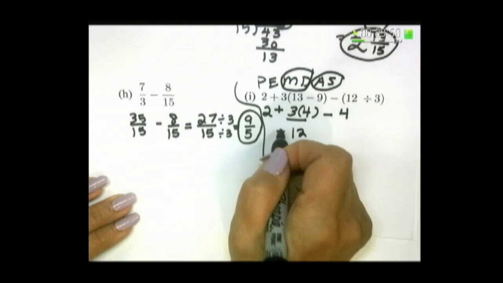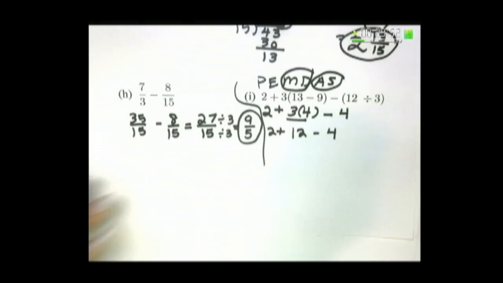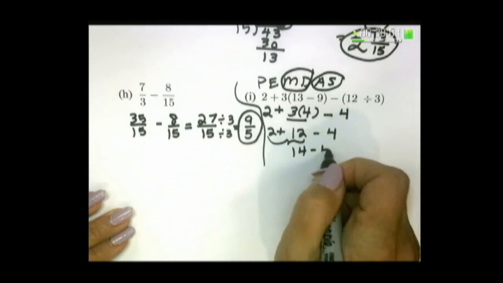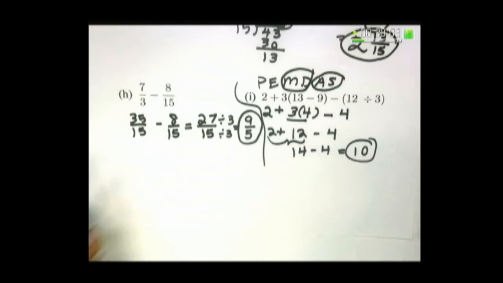3 times 4 is 12. I'm going to rewrite it. So now I do have all addition and subtraction, and I can work it from left to right. 2 plus 12 is 14, and 14 minus 4 is 10. So the correct answer there is 10.